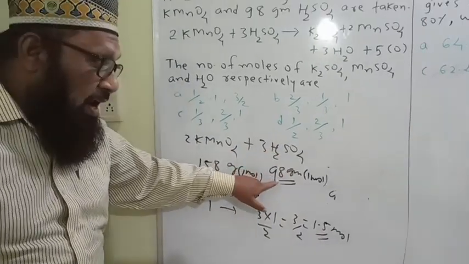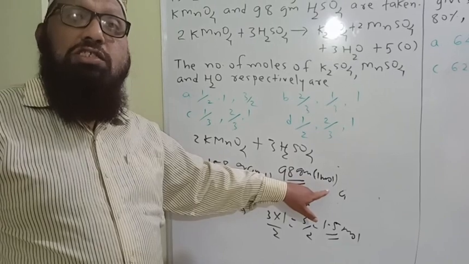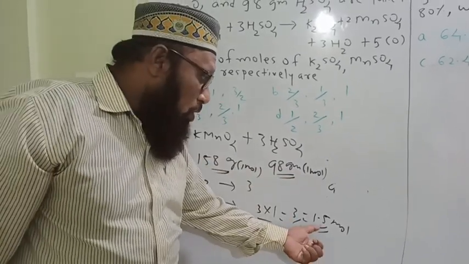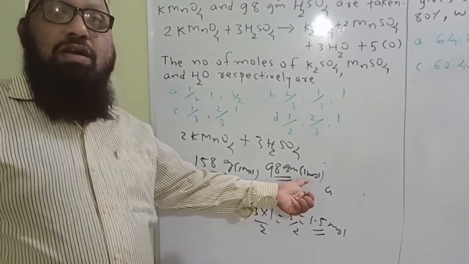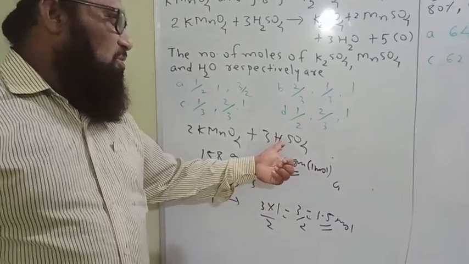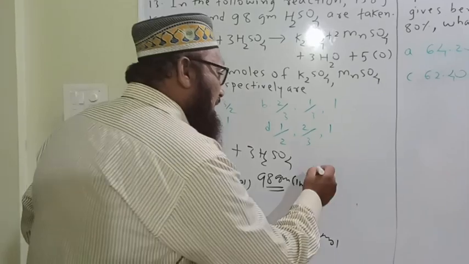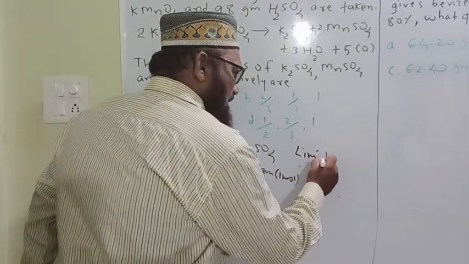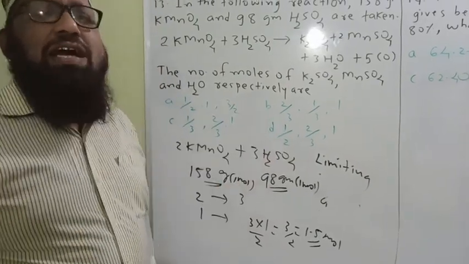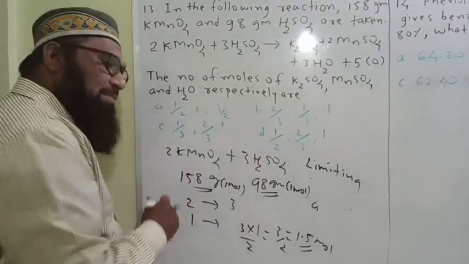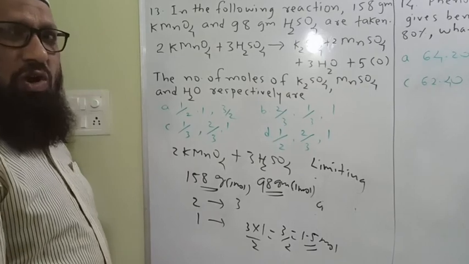But how much is supplied? 98 gram, just 1 mole is there. How much do we want? 1.5. How much is available? 1 mole. That's why H2SO4 is the limiting reactant. The limiting reactant is consumed and reacts completely, and this KMnO4 is in excess quantity.